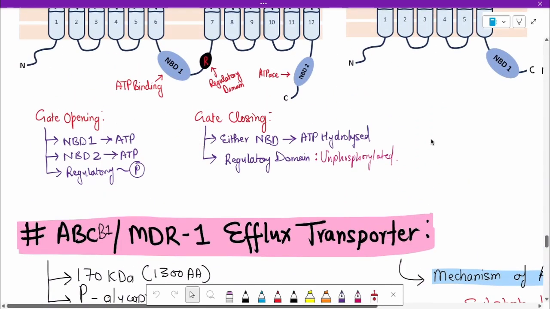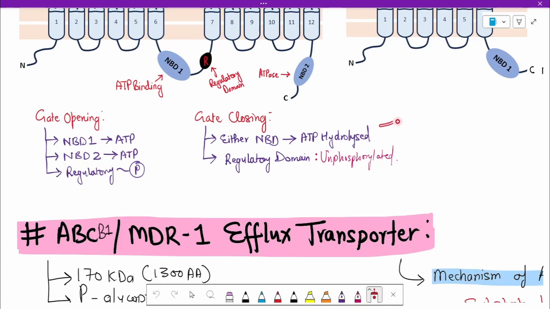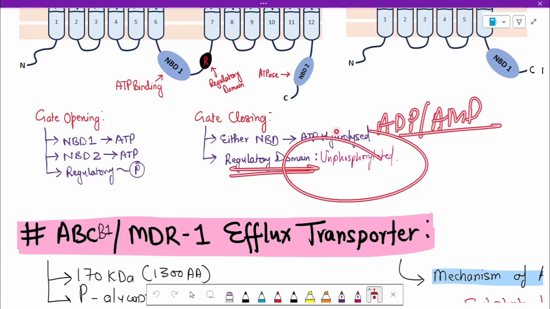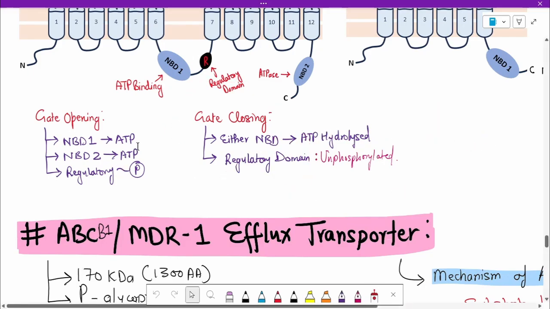What is the functioning mechanism of this carrier protein? This carrier protein will be open only when both the nucleotide binding domains are bound with ATP and the regulatory domain has been phosphorylated, and the gate will close when either of these two ATP is hydrolyzed, meaning ADP or AMP will be bound, and the regulatory domain has to be dephosphorylated for closing of the gate. This is the working principle, and this is the significance of these nucleotide binding domains and this regulatory domain.